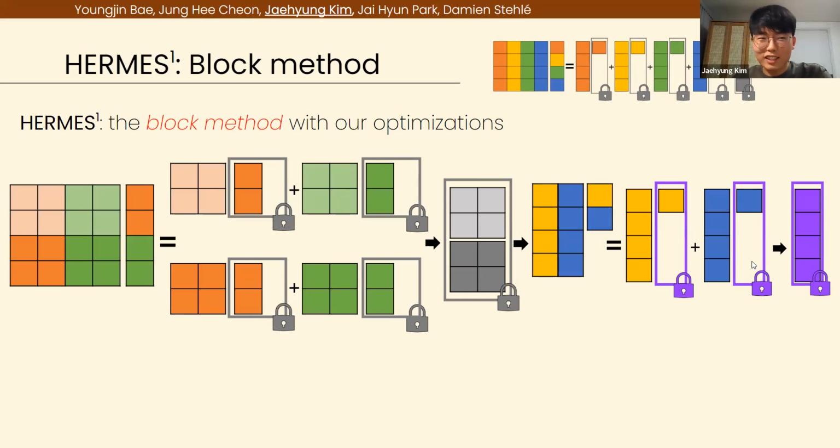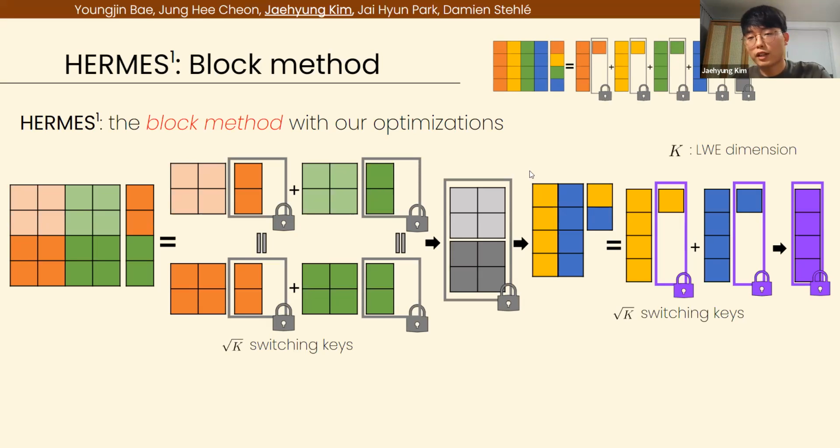The nice thing about our method is that we can actually reuse the secret key blocks. For instance, the orange secret key block corresponds to both the light orange and dark orange blocks in the matrices. So we can reuse these switching keys. To be precise, we need square root of k switching keys for the first step, and square root of k switching keys for the second step, where k is also the LWE dimension. So we now have two square root of k switching keys in total.